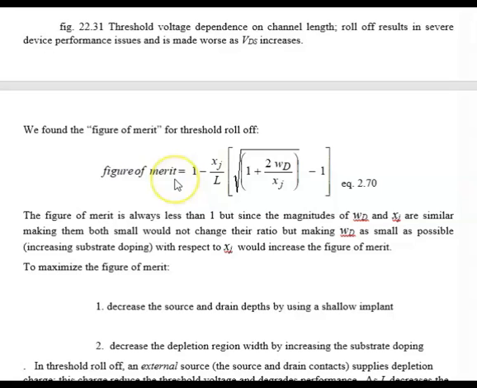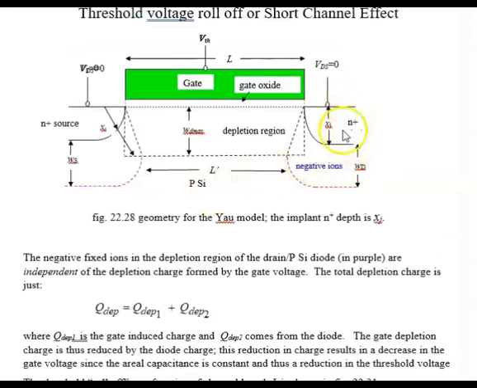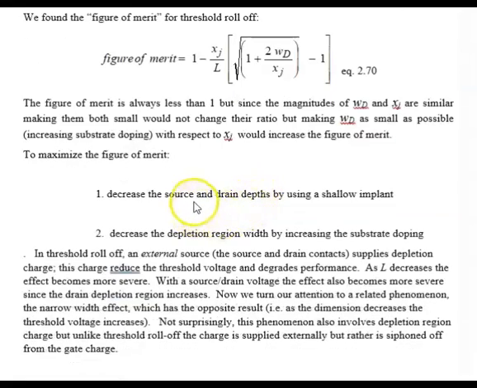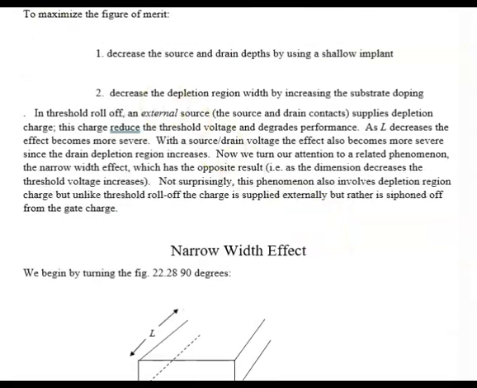It is always less than 1. If x sub j and WD were both 0, then the figure of merit would be 1. How do we make the figure of merit closer to 1? We make xj as small as possible. That's a good thing, by making a shallow implant, and we make WD as small as possible by increasing the doping. So that is really a big deal. And these are both under our control. Shallow implants are good, and increased doping is also good.